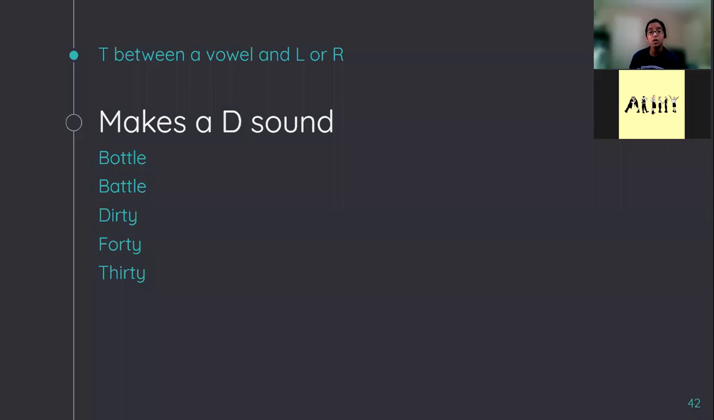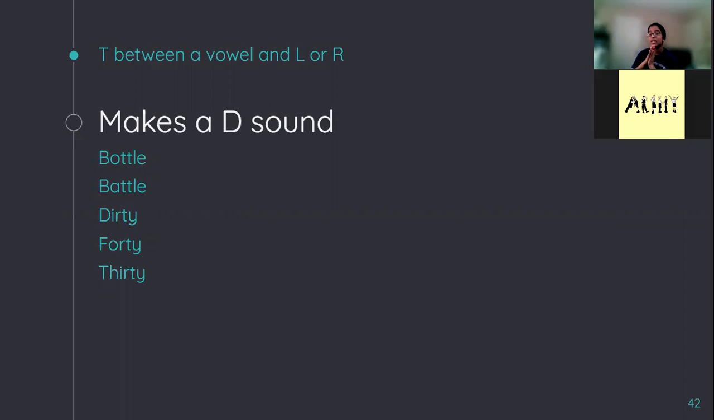The same thing with battle. Literally, there's only 1 letter difference, right? Bottle has an O, battle has an A, but it's pronounced the same way. Battle, because there's an L after the T. Can everyone repeat that? Battle. Correct.